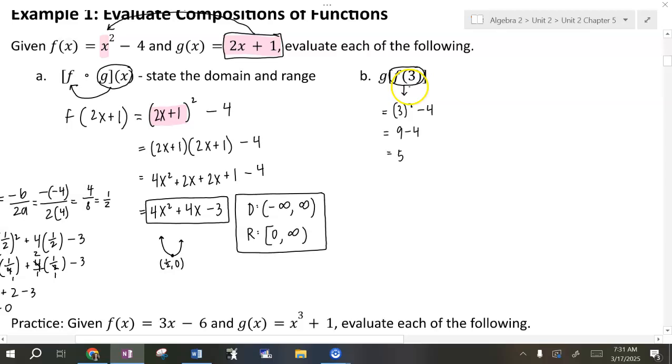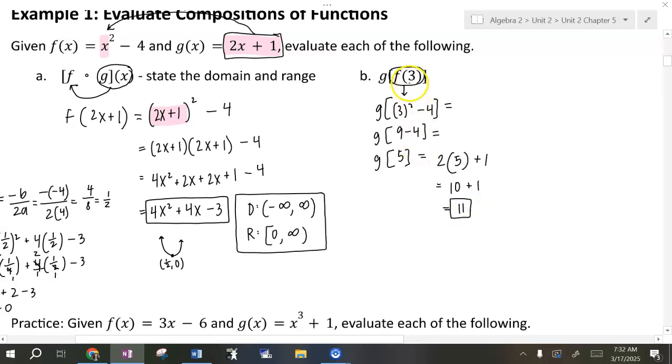But this wasn't just asking us for f of 3. It's asking us for g of f of 3. So let's fill in our g on every line here so that we can see what we're trying to do is g of 5. So now to do g of 5, we look at our g function, which is 2x plus 1, and we go 2 times 5 plus 1, because we're replacing the variable with a 5. So 2 times 5 is 10, plus 1 makes 11.